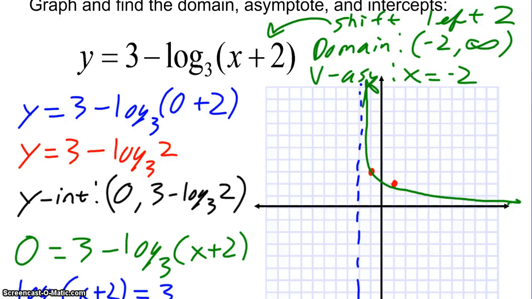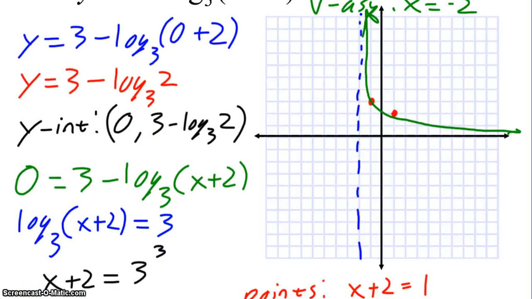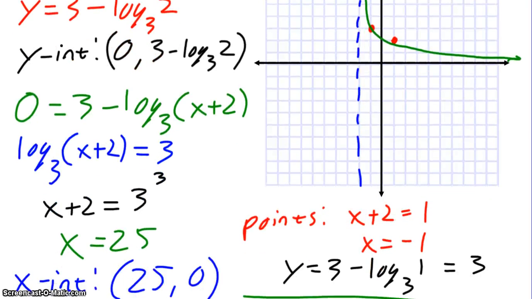So first I found the y-intercept by plugging in 0 for x. When I do that, I get an irrational number, 3 minus log base 3 of 2. I can type that into my calculator if I want. I chose to just leave it like that to get the exact answer. It's something between 2 and 3. I don't really care. Then I found the x-intercept.